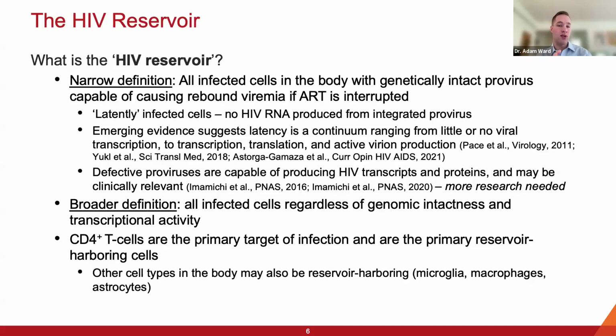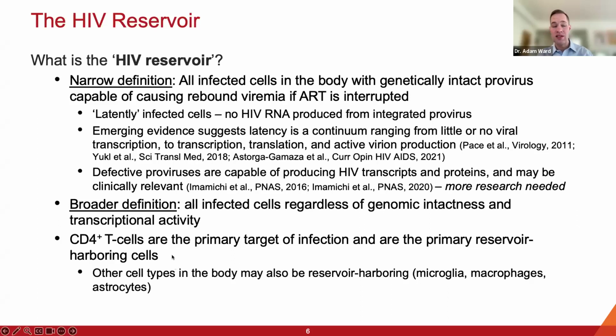However, there's not evidence for ongoing viral replication under antiretroviral therapy in the absence of drug resistance. So these infected cells that may produce new virus may be persisting for other reasons, and we're going to discuss that today. And then also there's some evidence that defective proviruses, these are genetically defective proviruses that cannot produce new whole HIV viruses, may be capable of producing HIV transcripts as well as proteins and may be clinically relevant, and more research is needed in this area.